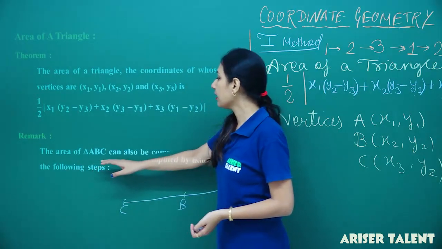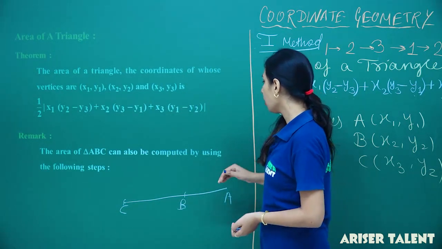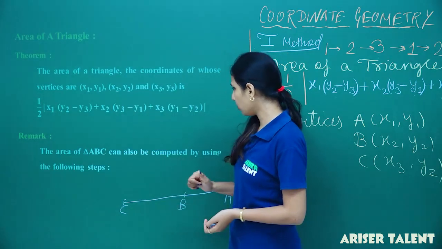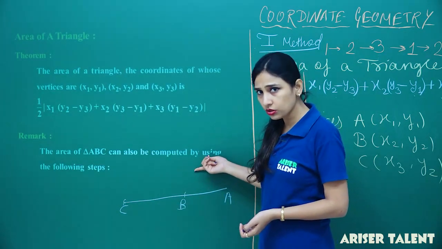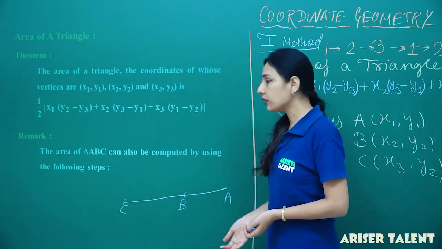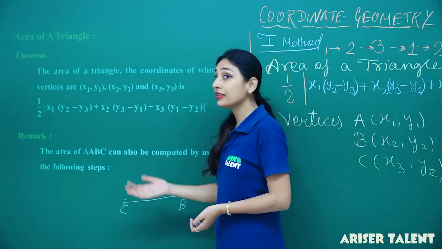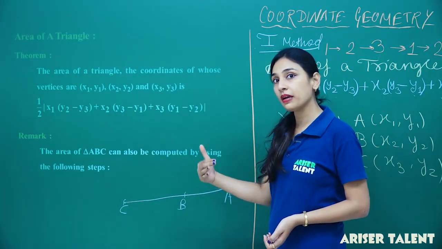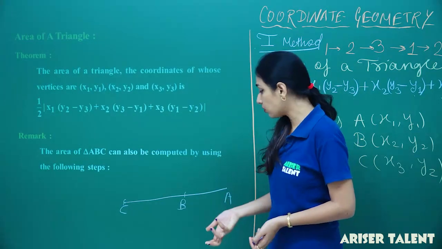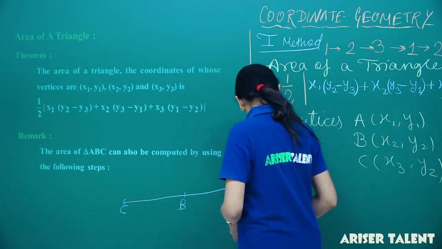So the area of triangle ABC can also be computed by using the following step. It's not talking about the 0 thing, we'll talk about it later. So there is a remark that you can also have one more method with that. So what is the second method?